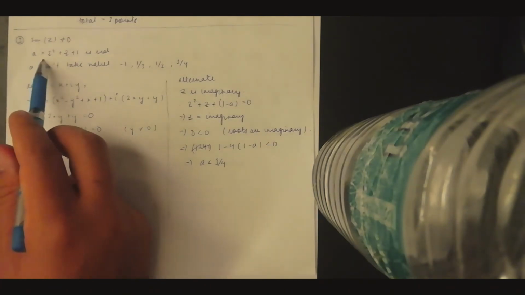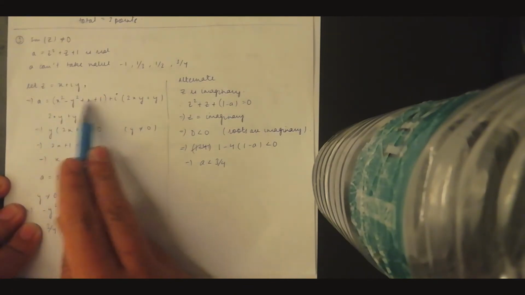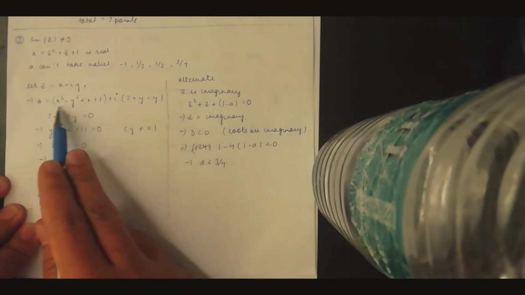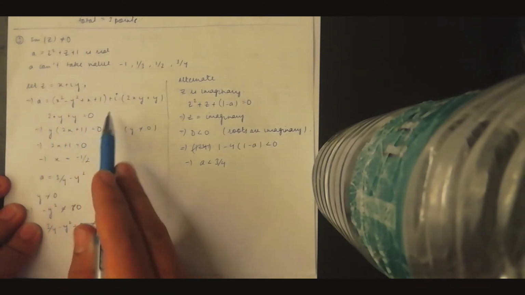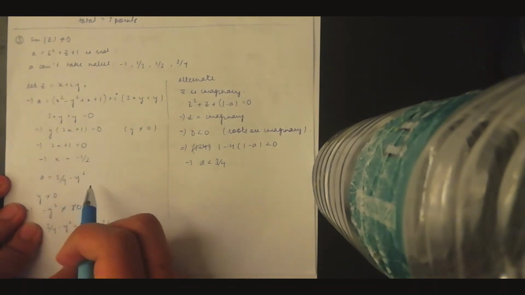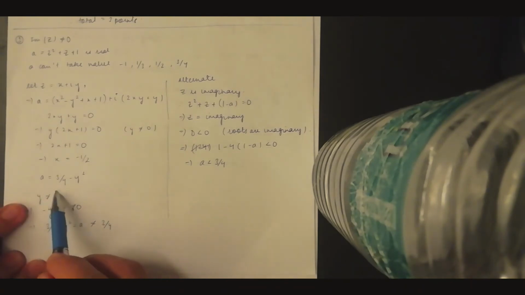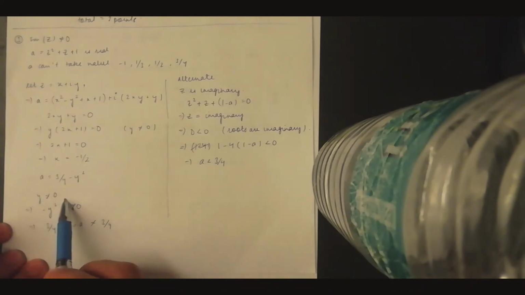So from this expression, since a is real, a equals x square minus y square plus x plus y. So a becomes 3 by 4 minus y square when you put x equals minus half, right? Now we know that y does not equal 0, so minus y square is also not equal to 0. Now you add 3 by 4, that means 3 by 4 minus y square is not equal to 3 by 4, which is basically a. So a is not equal to 3 by 4.